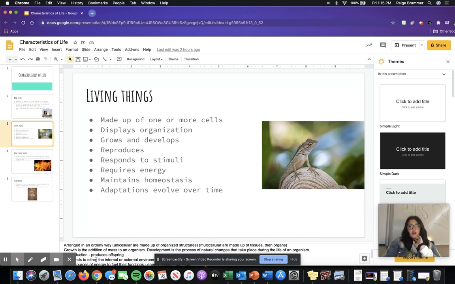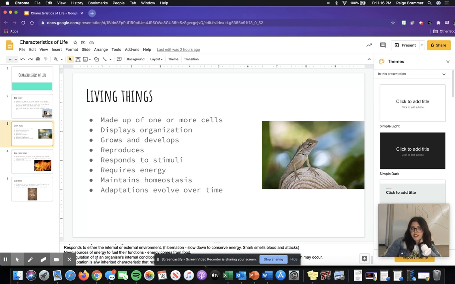Now, as far as grows and develops, that's pretty much exactly how it says. Growth is the addition of mass to an organism. So typically, it gets bigger. Development is the process of natural changes that take place during the life of an organism. So typically, as you grow, you develop, or as you develop, you grow, vice versa. But there are some things that maybe develop that don't get any larger, so you don't grow. However, growing and developing are both crucial characteristics of living things.